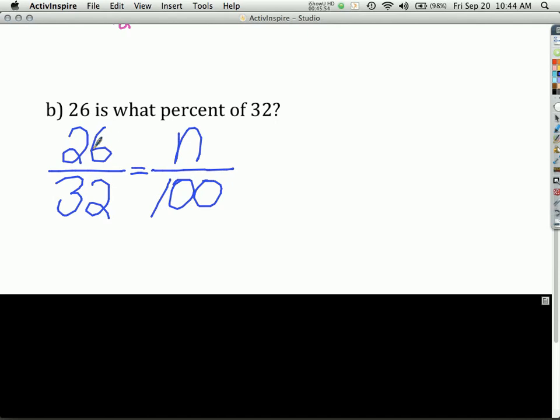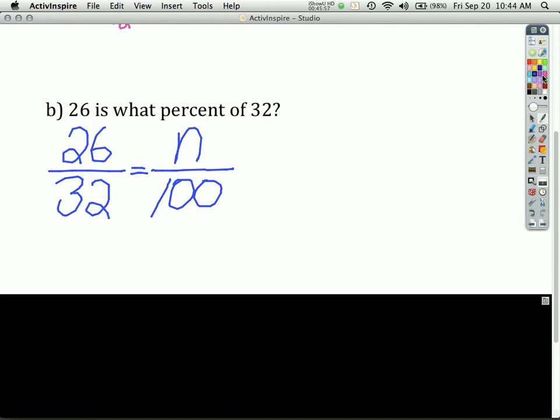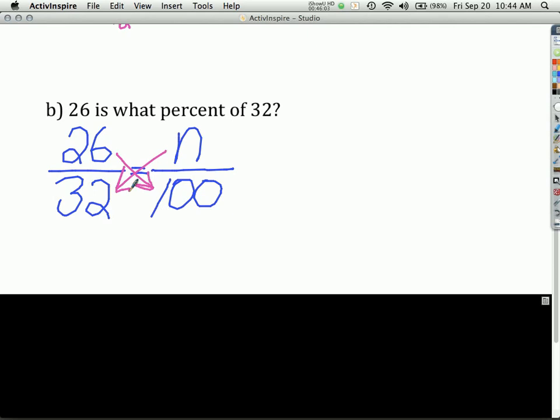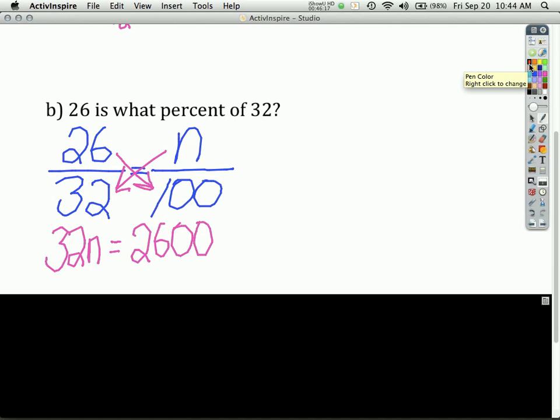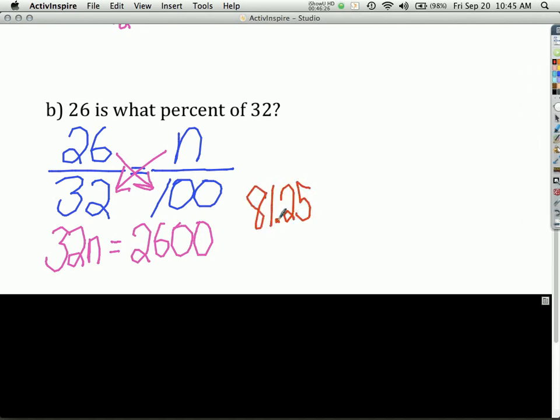Now, I don't have friendly denominators. I don't have anything really easy here, so let's just do cross product. Cross product. And we'll get 32n equals 2600. And now you just have to do 2600 divided by 32. What'd you get? Nope, tell me exactly what you got. 81.25. Very good. In this question, we were looking for a percent, which means we must put the percent symbol. Otherwise, it does not have the correct meaning.